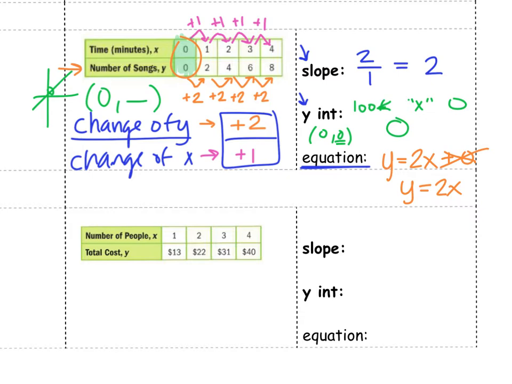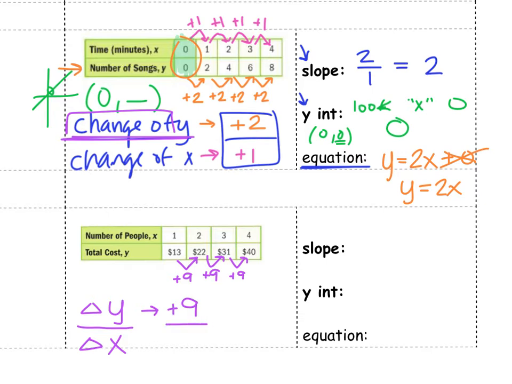So to begin this next example, we're going to do the same to identify the change of y over change of x. Instead of writing out the words change of, you might see me use the sign delta to represent the change of y over change of x. Looking at my y values, 13 to 22, I add 9. 22 to 31, plus 9. 31 to 40 is plus 9. So every time my change of y went up by adding 9.